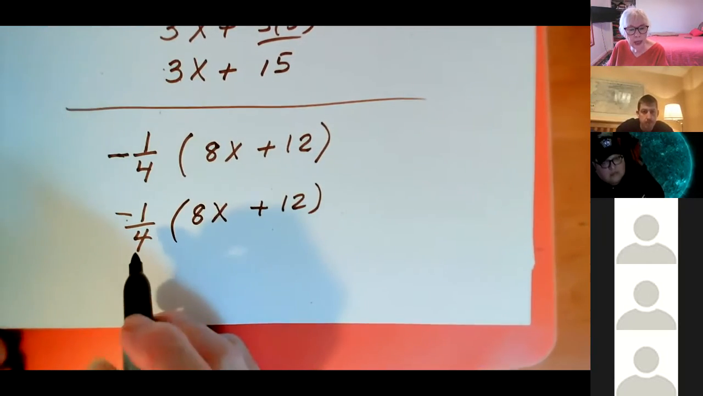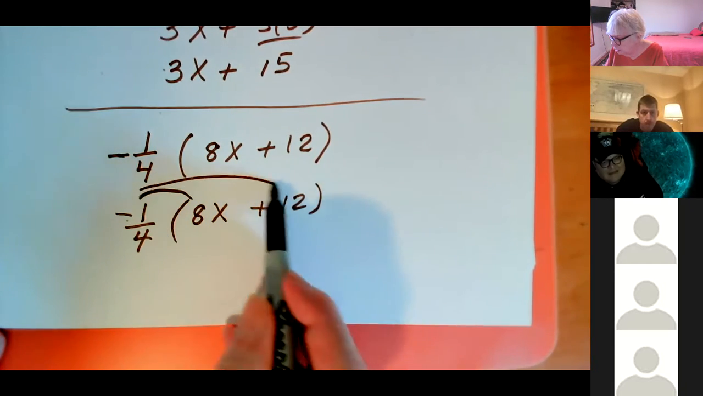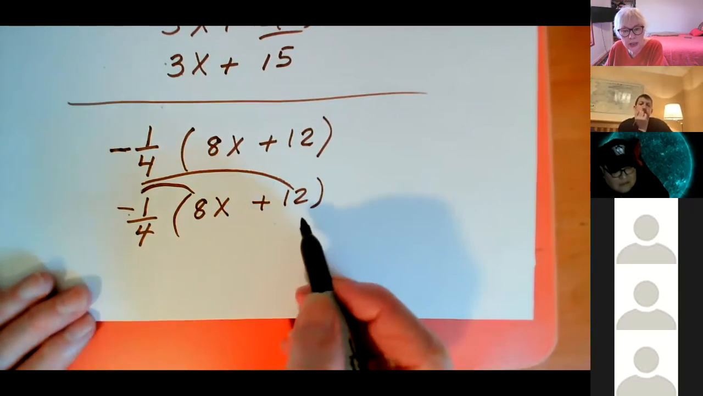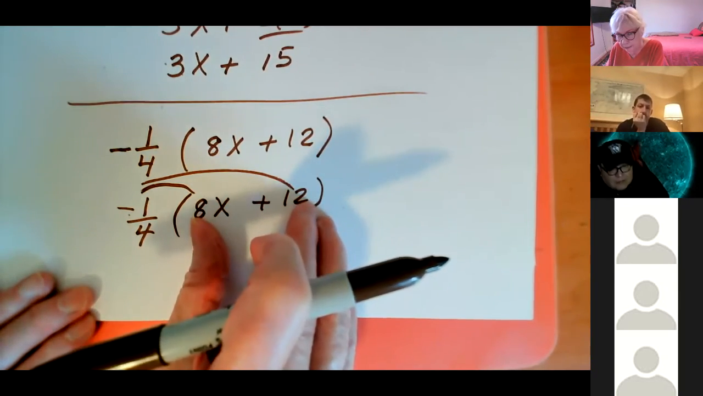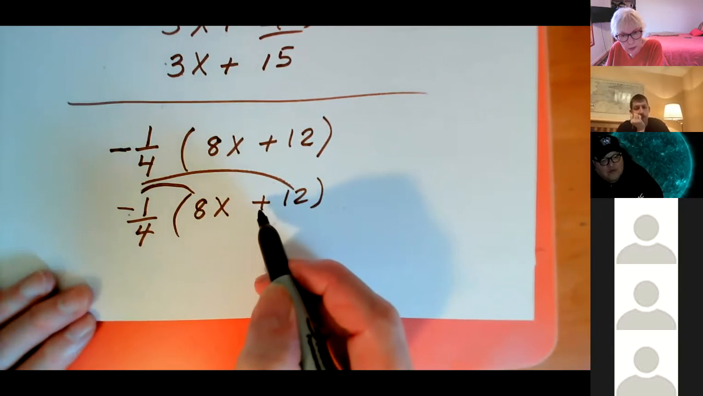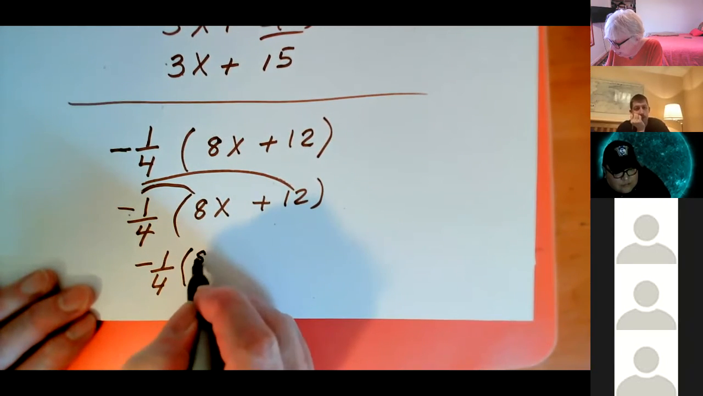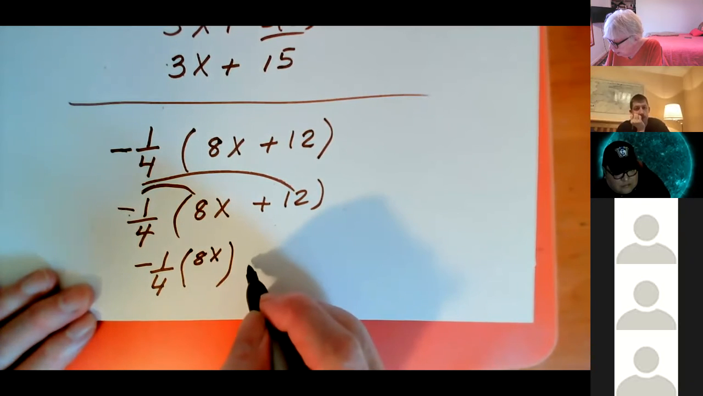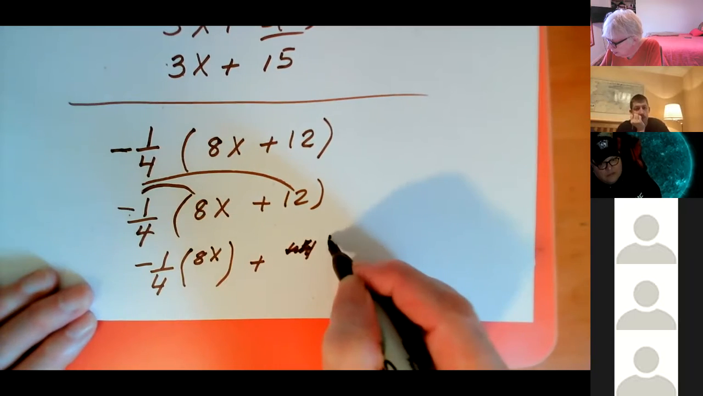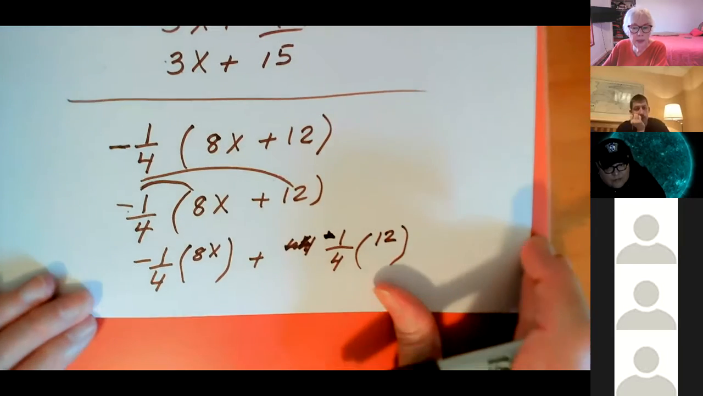Sometimes people are upset because they see fractions, but in this problem, the fractions will go away. And so this is what I would do with this problem. 8x and 12 do not add. This is one term, 8x. This is another term. Here's plus. And so what I'm literally going to do is -1/4 multiplied by 8x, and then -1/4 multiplied by 12. I got kind of sloppy there.